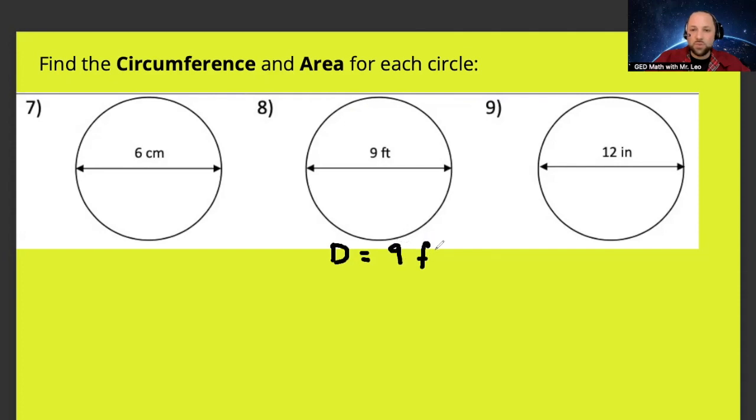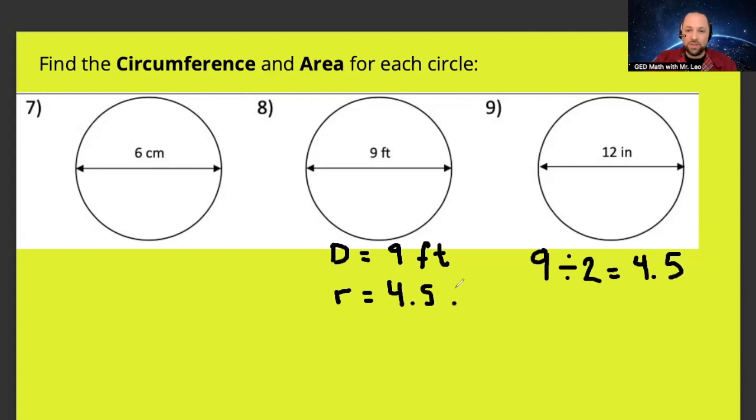Now tell me, what's the radius? Well, radius is going to be half of the diameter. So what do we do? Well, the best way to find half of something is just divide it by 2. 9 divided by 2, use the calculator. 9 divided by 2, 4.5. Aha, 4.5. So the radius is 4.5 feet. All right. This is the number that we're going to be using.